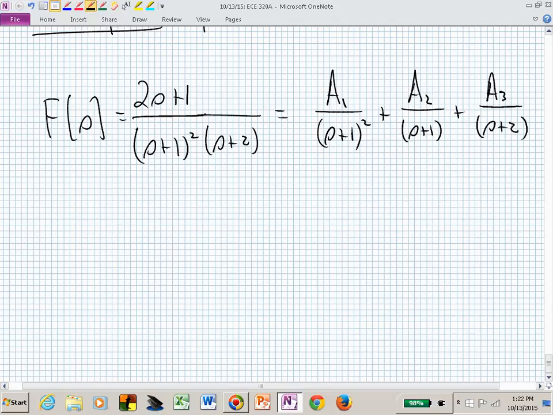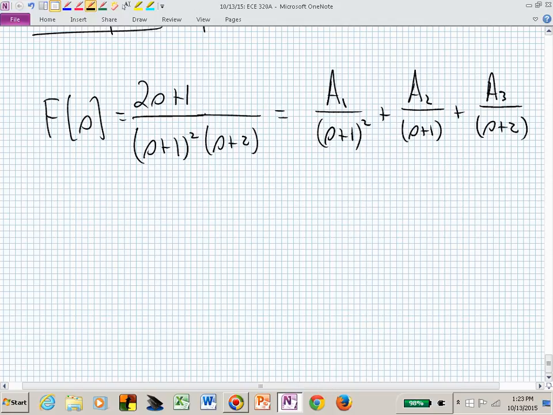Is it clear where that came from? Now you will see when you start looking at some of the practice exams that sometimes I ask a question, I maybe give you capital F of s and I say, what's the structure of little f of t? If I say structure, that's a key word, and now that means, oh, he doesn't need me to find A1, A2, and A3. I just need to write down the time domain form for f of t in terms of A1, A2, and A3.